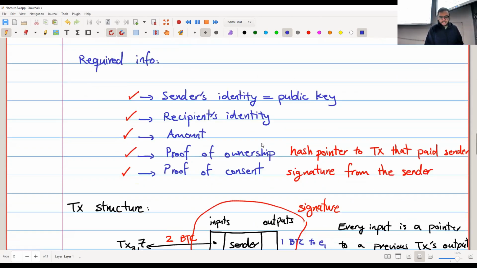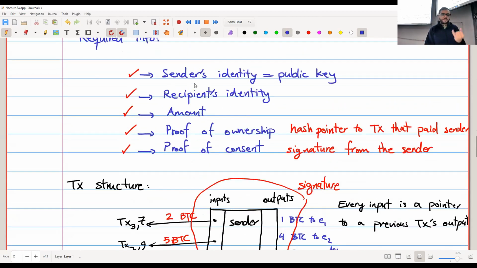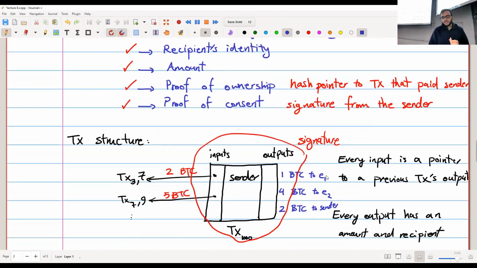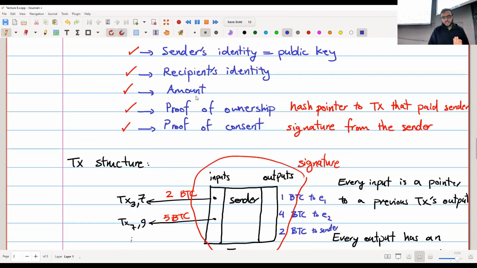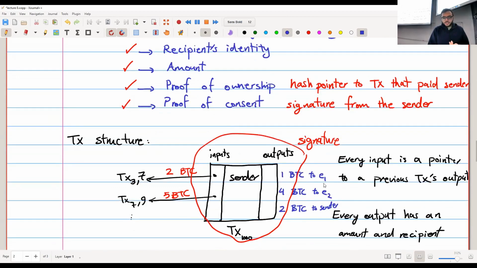Now, do I have all of these things? Well, I have the sender's identity. Of course, it was written here. I have the identity of all the recipients, because every output basically has the identity of one recipient. So I have these things. I have the amounts. Of course, I have several recipients and several amounts. So that's fine. I have the proof of ownership because I have a signature on the entire thing.